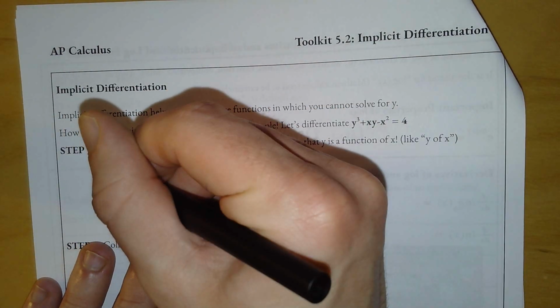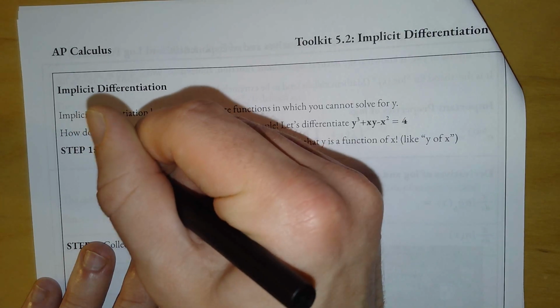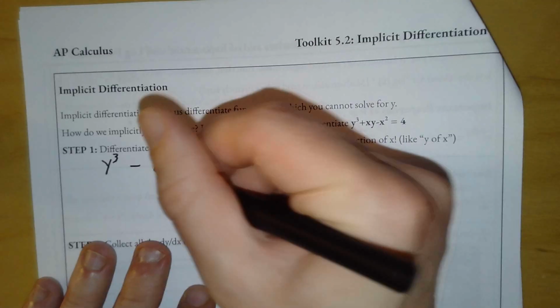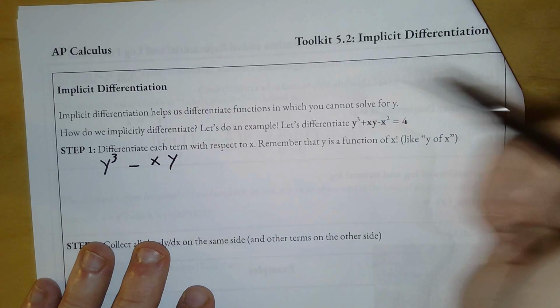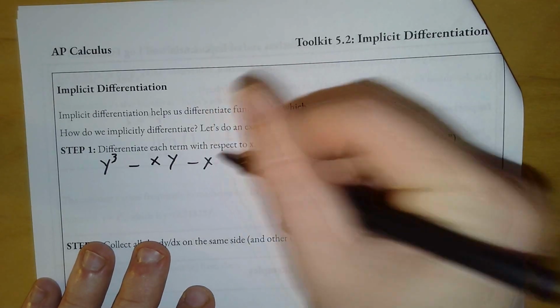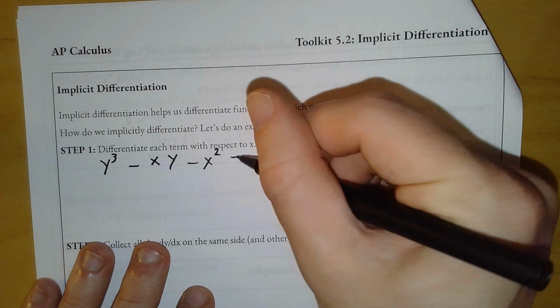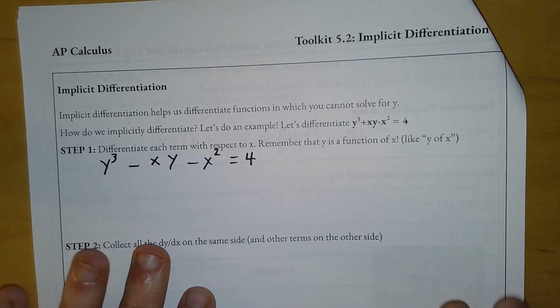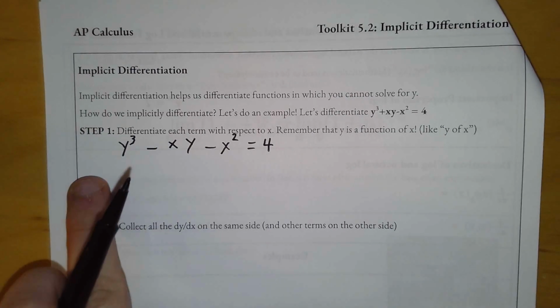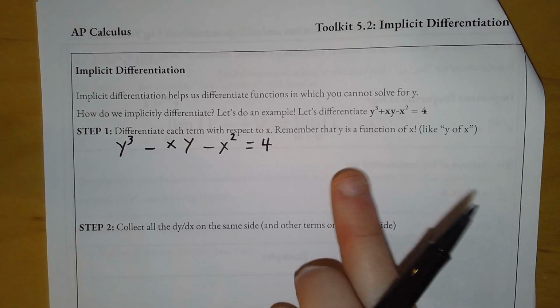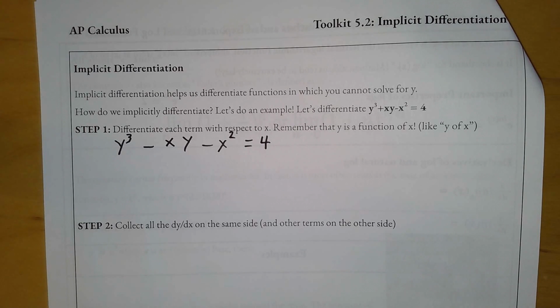Let's write it out. We're going to have y to the third minus xy minus x squared equals 4. So when we differentiate implicitly, you just differentiate straight across. The only thing I'm going to do, guys, is when I'm writing it, I'm going to do it all in black. But whenever I write a dy dx, I'll put that in purple, just to make it pop a little bit and show you. It'll make things a little clearer.